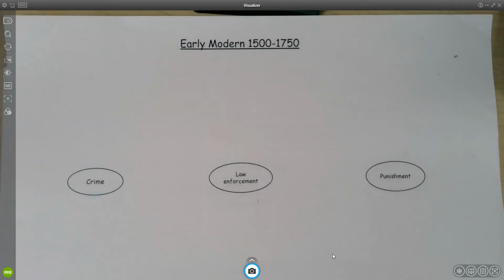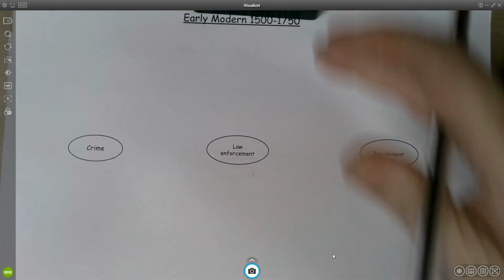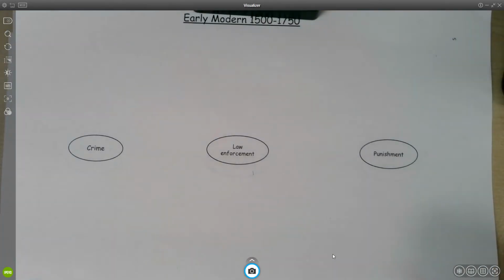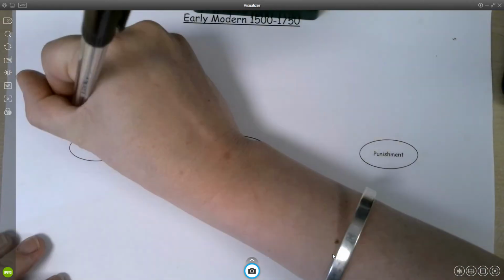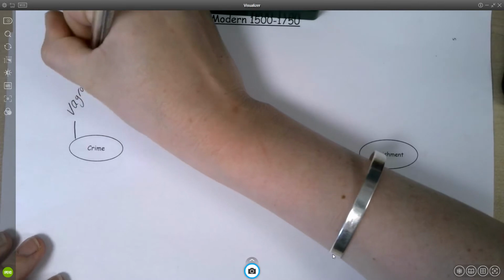So we're now going to look at the early modern period, which is 1500 to 1750. And just like with the medieval period, we're going to start with crime. Now, as in the medieval period, there are lots and lots of different crimes that you could choose from, but we're just going to focus on three. If you want to do any of the other ones, do feel free, but these are the ones that I would probably suggest. So first of all, I'd start with vagrancy.